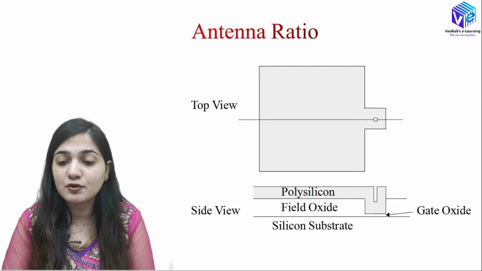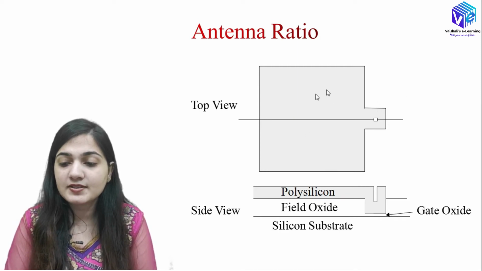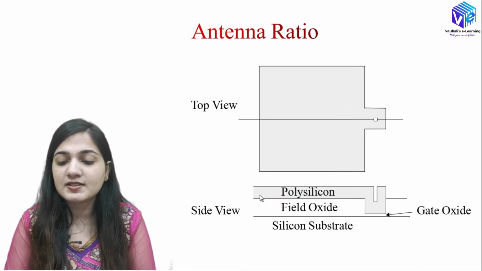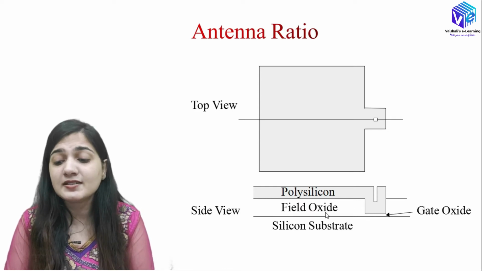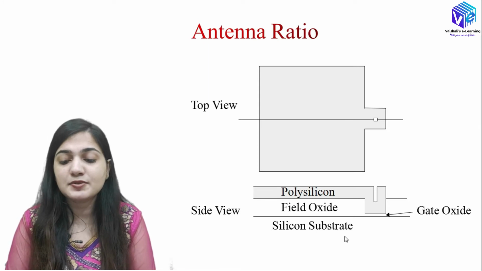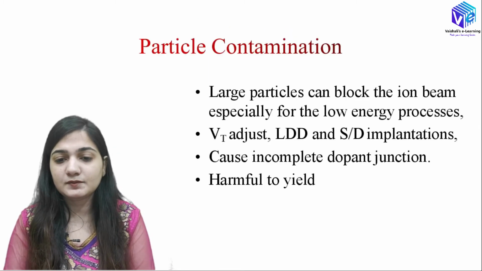This is the top view. Okay, so you can see here, this is the top view and this is the side view. In the side view you can see this is the depth of the polysilicon layer. Then we have the field oxide, and this is the gate oxide that we have. It is very thin as compared to the field oxide. Then this is my silicon substrate underneath it.